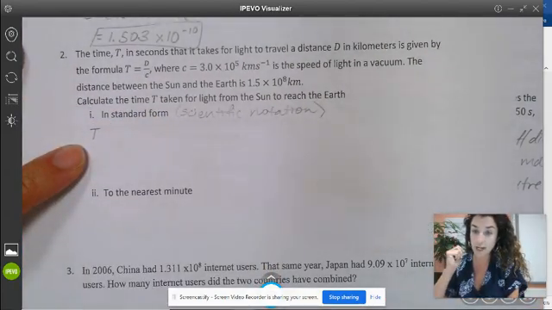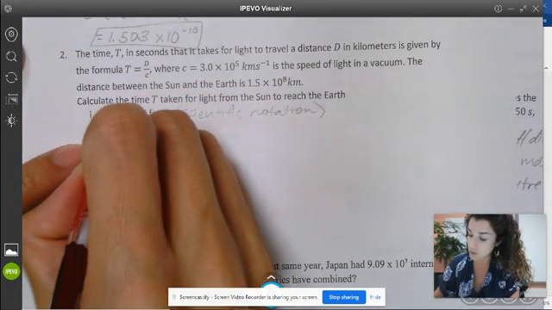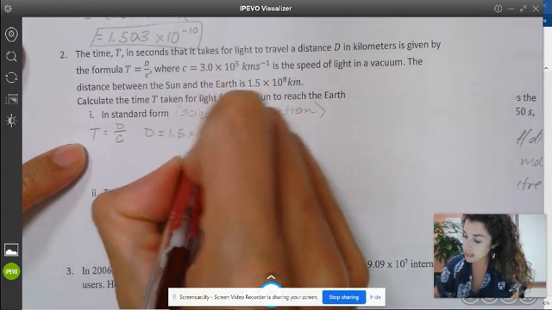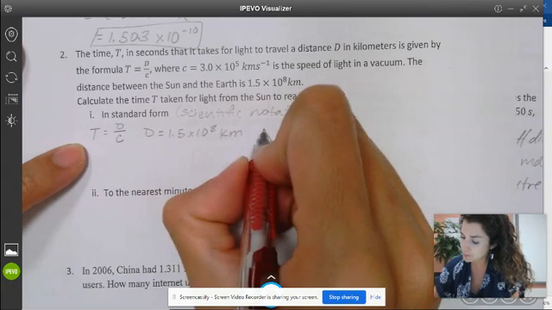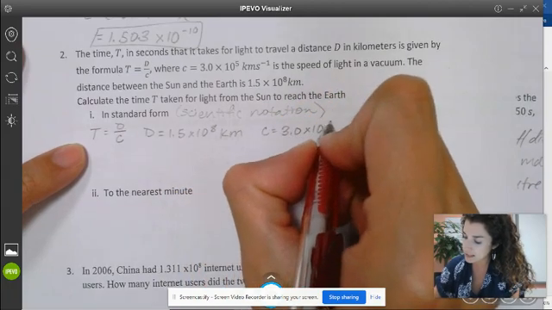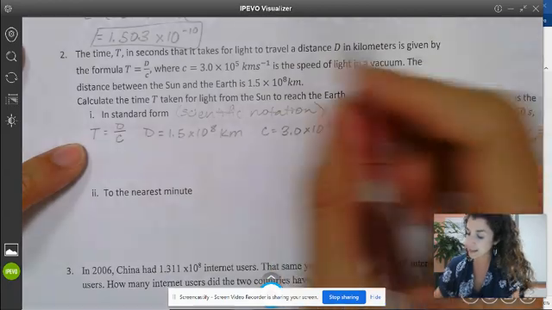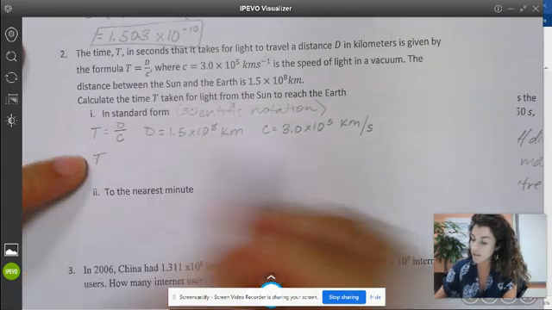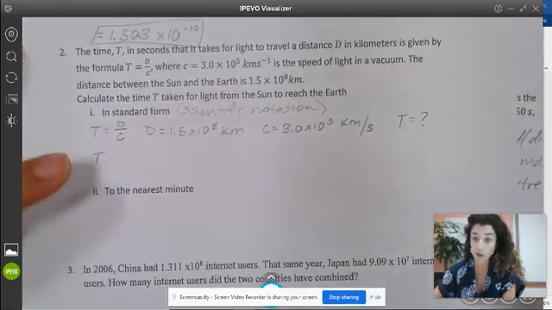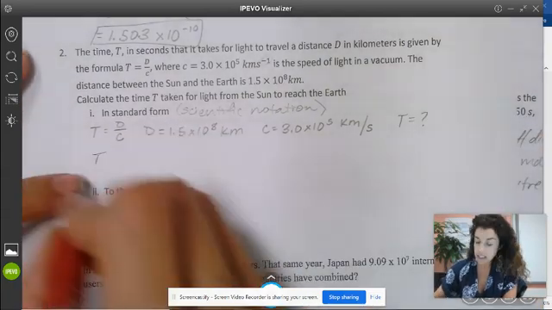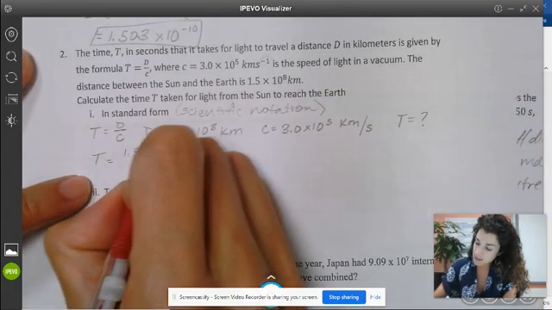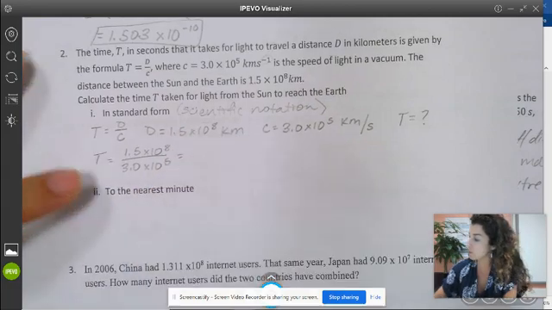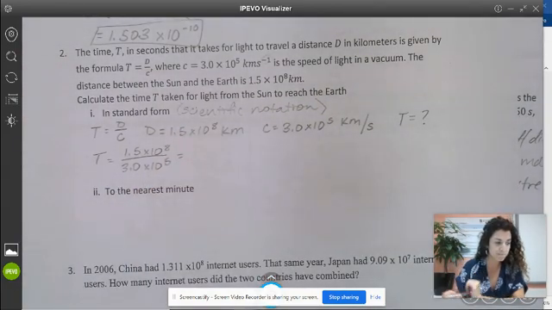So we're going to plan first, write down our formula. T equals D over C. D is the distance, which is 1.5 times 10 to the 8th power kilometers. C is 3.0 times 10 to the 5th kilometers per second. Again, that weird rate with that -1 exponent. So now that we have all the pieces of information, we can even say T equals question mark. We have T equals 1.5 times 10 to the 8th divided by 3.0 times 10 to the 5th. You can plug this into your calculator.